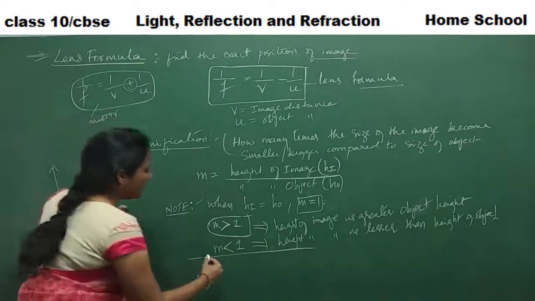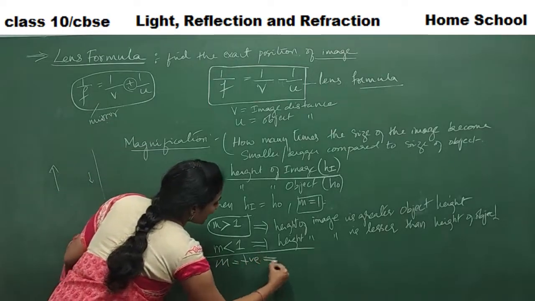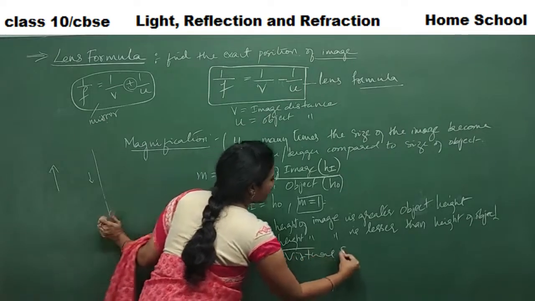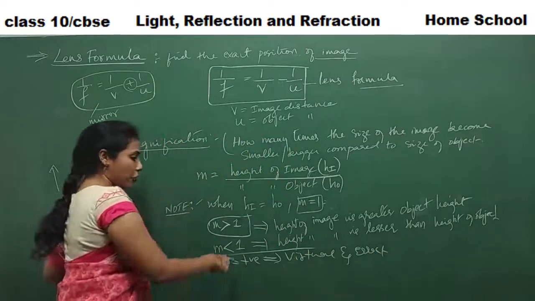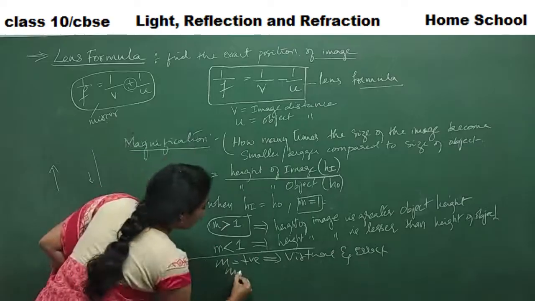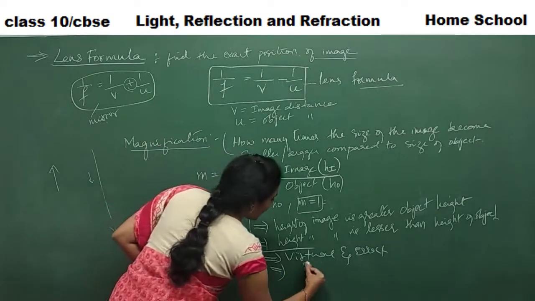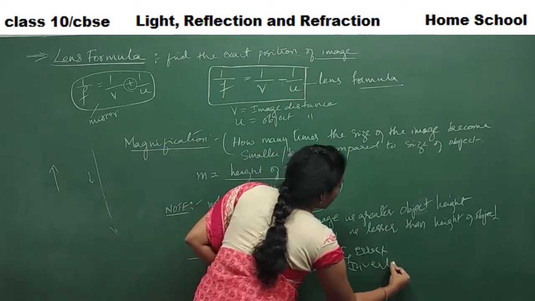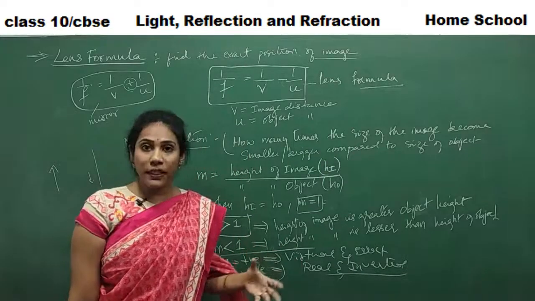And one more point, try to remember: if the m value is positive, this indicates that it is always a virtual and erect image. So whenever m is positive, it means the image is virtual and erect. Whenever m value is negative, it indicates that the image is real and inverted. If you can remember these points, it will be very helpful for you for the numericals.